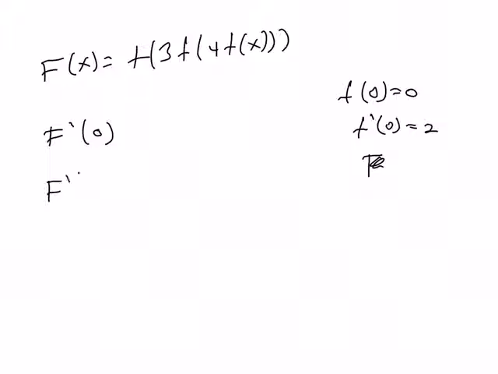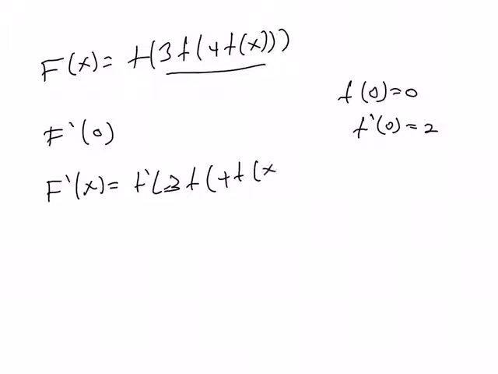So F prime of x is going to be f prime of this whole thing, which is just 3 f of 4 f of x, should have used g's instead of f, times the derivative of the inside thing, so that's going to be 3 f prime times 4 f of x, and then times the derivative of this thing, which is 4 f prime of x.